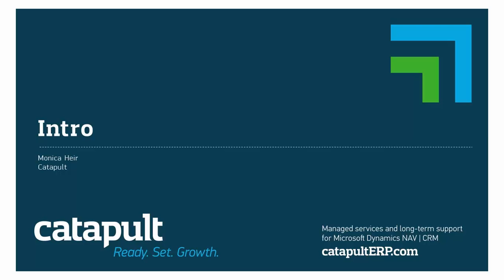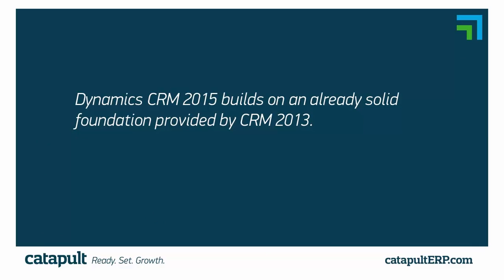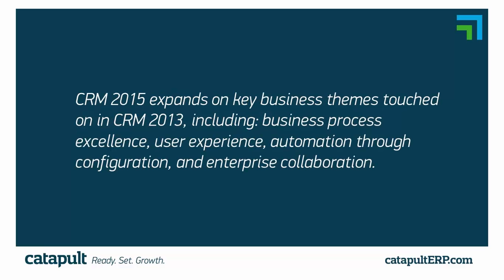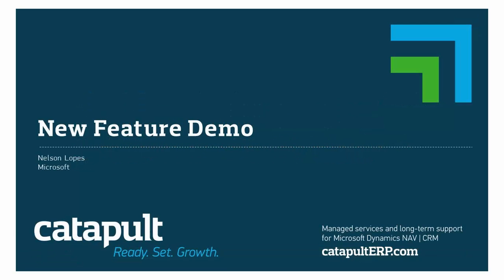It took things out of the realm of the traditional IT developer and introduced tools through the interface that could be used to easily customize the system. 2015 builds upon this foundation and delivers more. It enhances features first found in 2013 and introduces new features to promote the core business themes that were found in 2013, including business process excellence, user experience, automation through configuration, and enterprise collaboration.